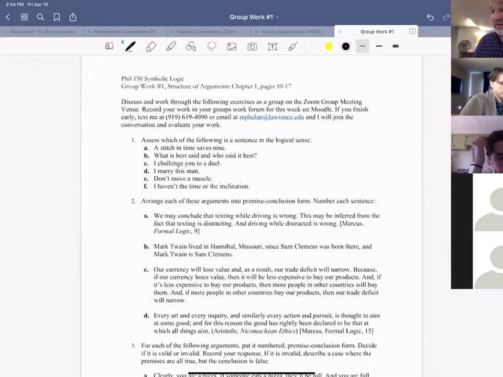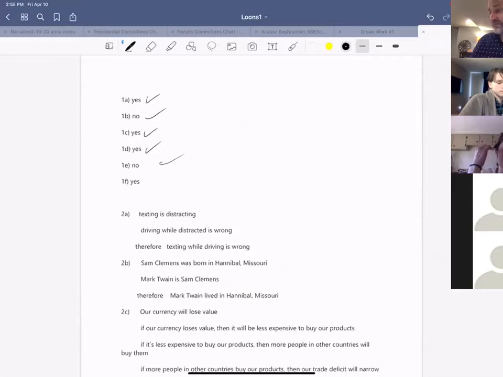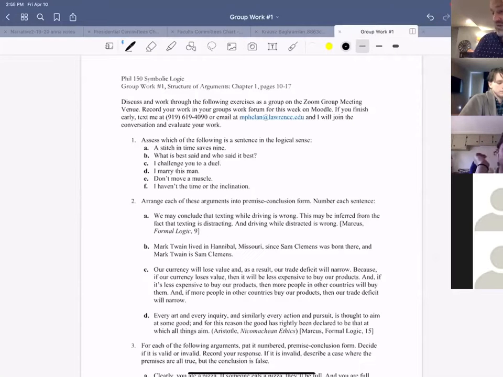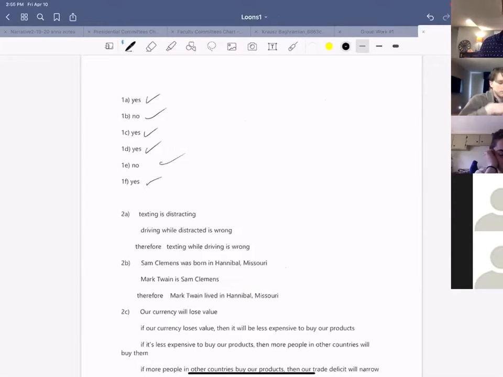The third one, don't move a muscle. That doesn't seem to be capable of being true or false. So you guys got that one right as well. All right. And then, I haven't the time or the inclination. That seems to be true. I can say it is the case that I haven't the time or the inclination, or I can say it isn't the case that I have the time or the inclination. That seems to be capable of being both true and false. So good. All right, next example.